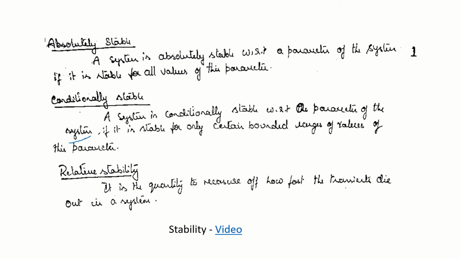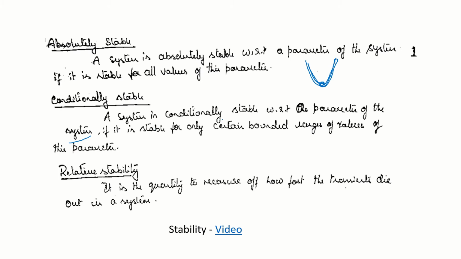Absolutely stable. A system is absolutely stable with respect to a parameter of the system if it is stable for all values of this parameter. Whatever you do, right? So you disturb the system, it will go away, but it will come back to the same point. It is absolutely stable.